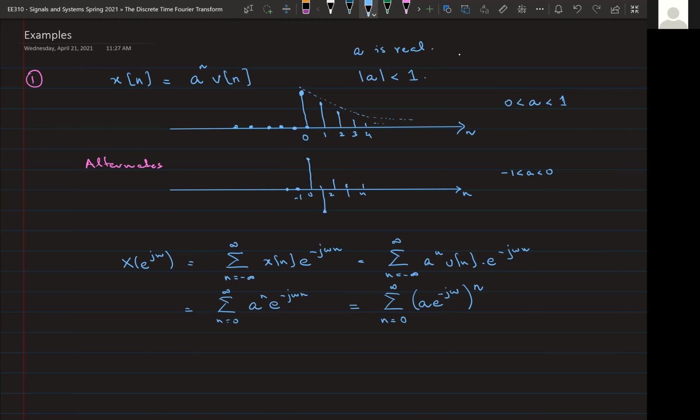When you're raising a product to an integer power, what I've used is a simple rule: a times b raised to power n is a raised to power n times b raised to power n, right? Product is associative. So this is a times e raised to power minus j omega, all raised to power n. And then what is this equal to?